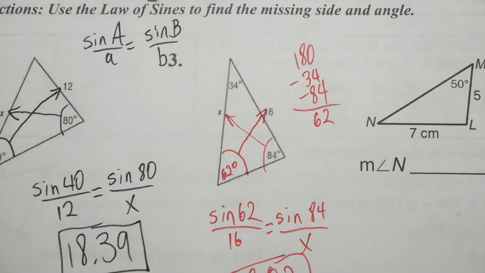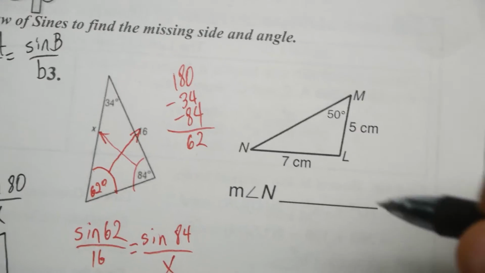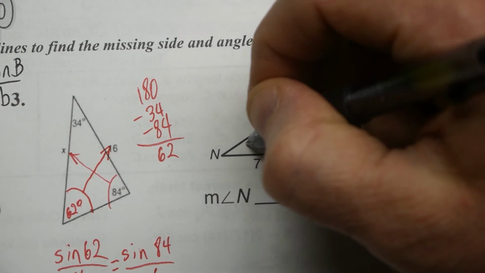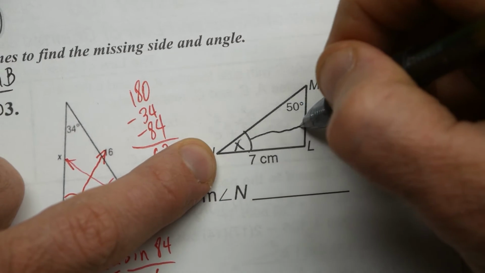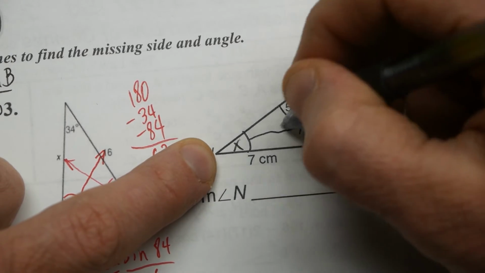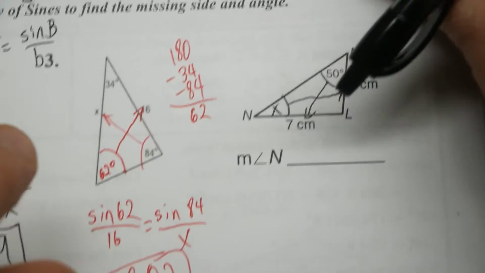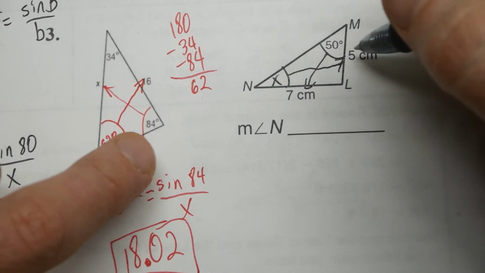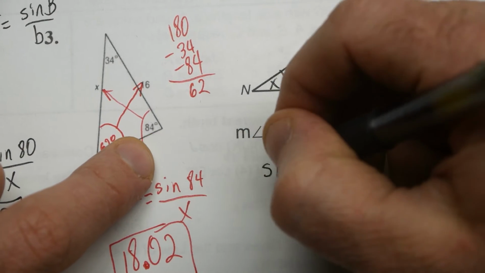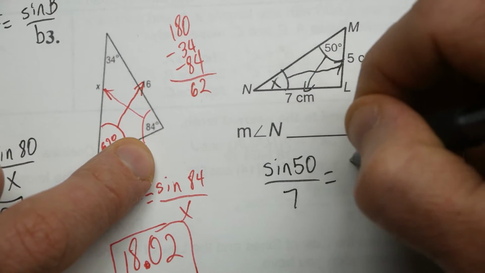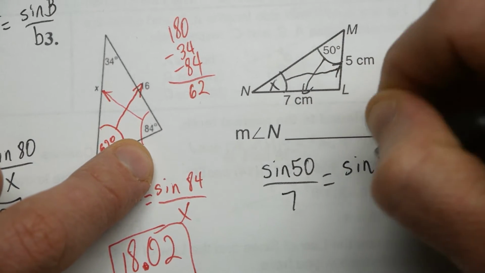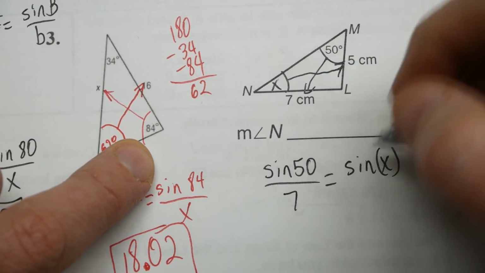Now in this last one, it's looking for the measurement of the angle. It's looking for angle N. So we're looking for this angle right here. I can see the side opposite it is the 5, and the side opposite the 50-degree angle is 7. So I've got everything I need there. I'm going to start off with the sine of the 50-degree angle over the opposite side 7 equals the sine of the angle we're looking for, which is X, over the 5.